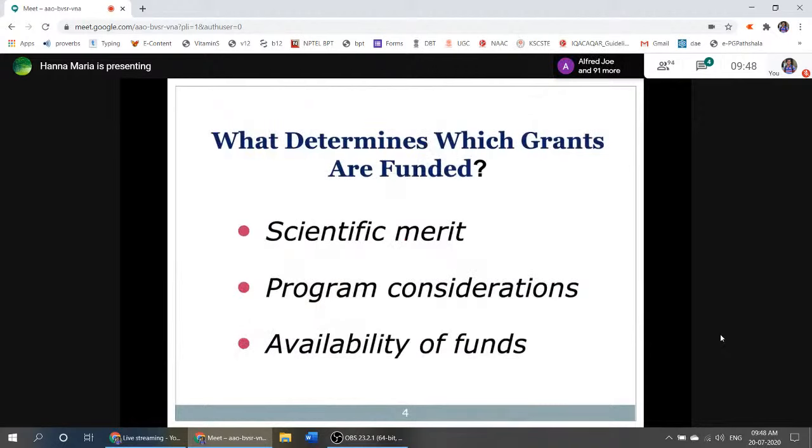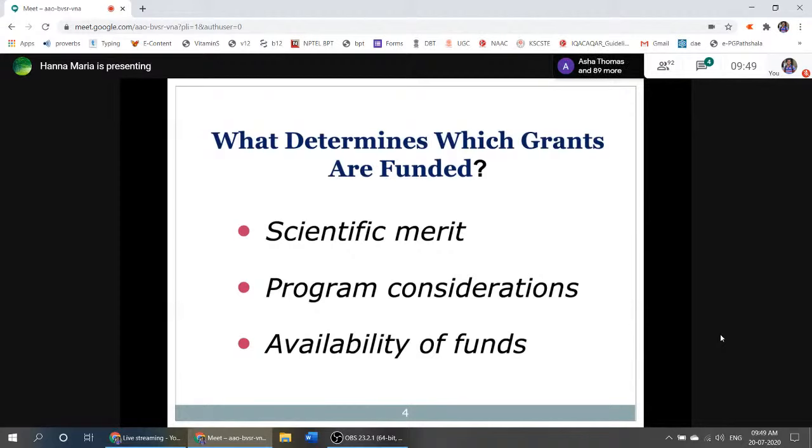What determines which grants are funded? Scientific merit. That's very, very important. If you don't show a new science, a new idea, or a new program, you will never get funded. So merit of the science is very important. The second point is, what are the requirements of that call?